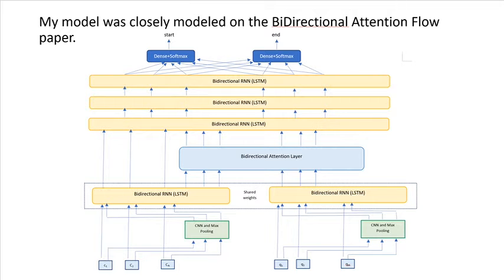My model was closely based on the bidirectional attention flow paper published in 2016. This is the architectural diagram of my model. My model differs from the original paper in a few ways. For the character encoding layer, I trained my own character vectors on Wikipedia into 50-dimensional vectors. It wasn't clear what the original paper used. If they'd used Google character embeddings, it would have been a 16-dimensional character vector.